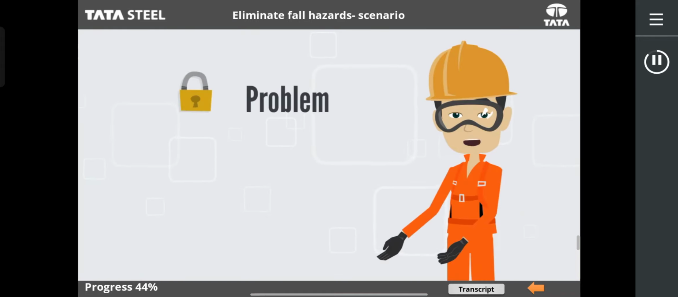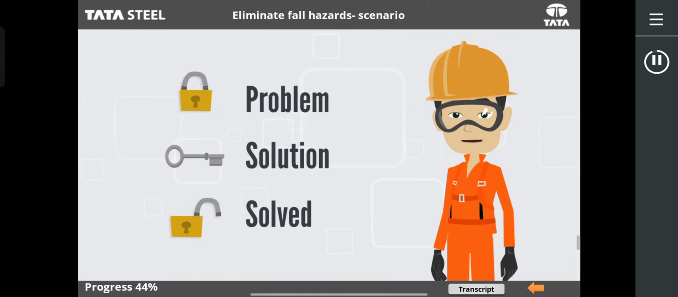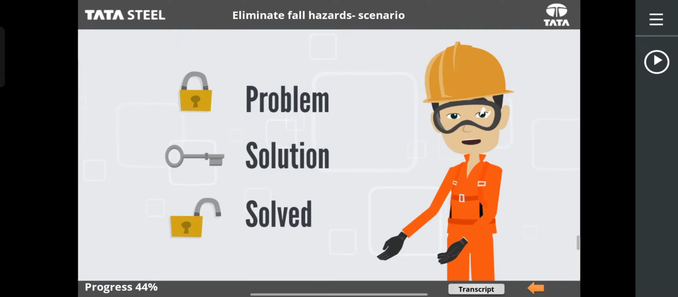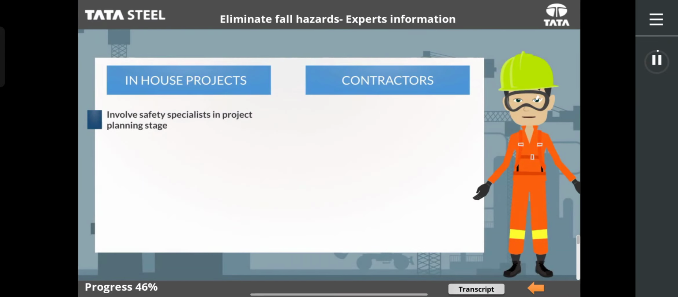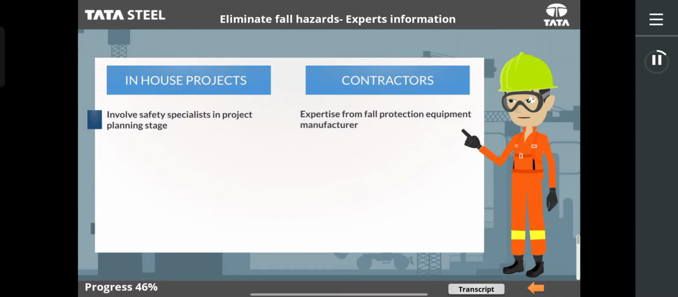Next, let us see where we get the correct information regarding the procedure to eliminate fall hazards. When the project is planned in-house, safety specialists may be involved early in the project planning. So, they can recommend appropriate fall protection measures and equipment. You can also use the expertise of fall protection equipment manufacturers and distributors.